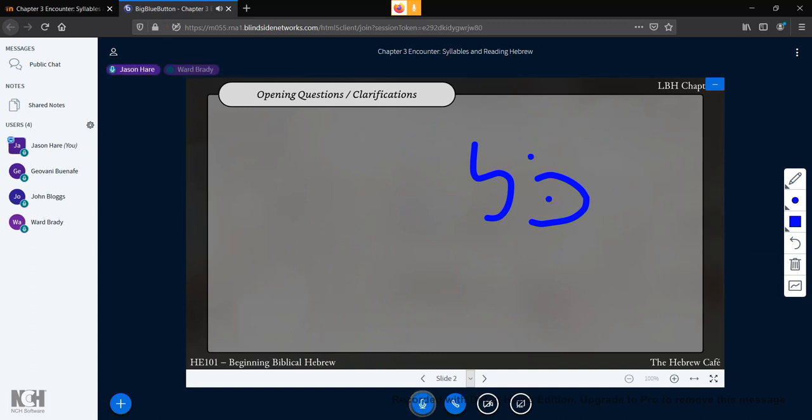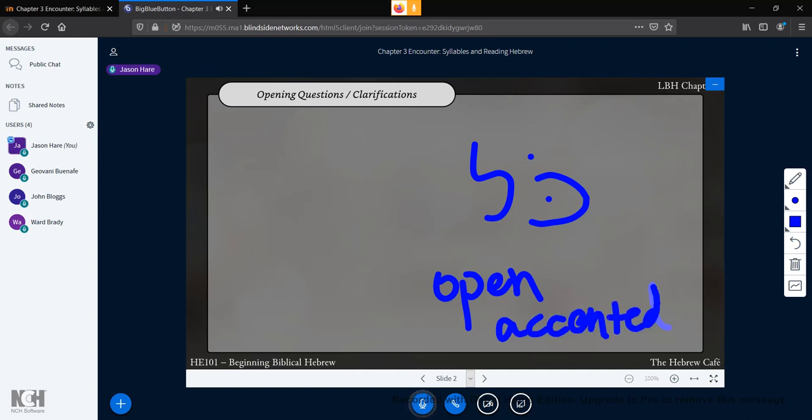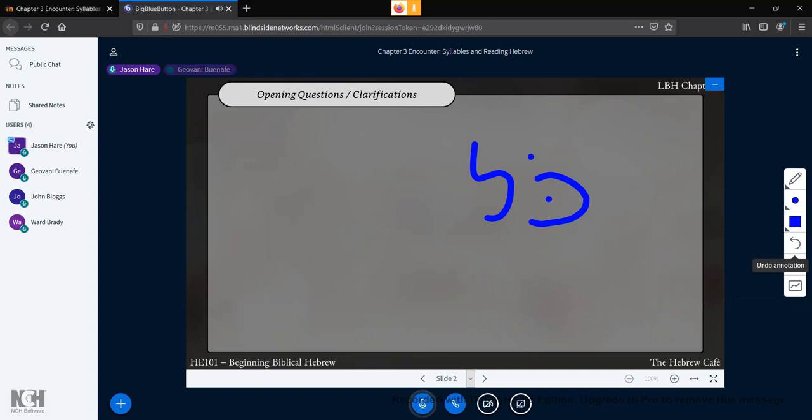This is open, and it's accented. When it's accented, no rule applies. It can have a long vowel. It might have a short vowel on occasion. There's not really a rule when the syllable is accented. It's only when it's unaccented that the rule comes into effect.